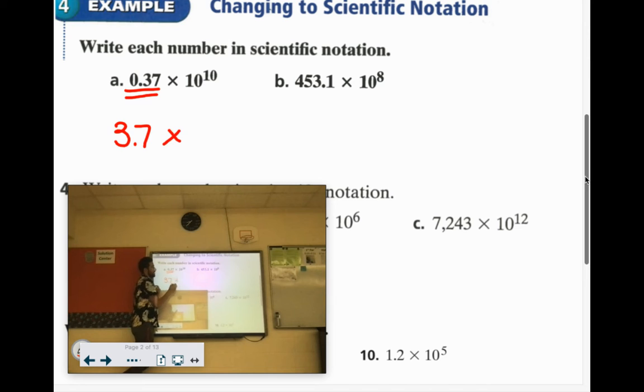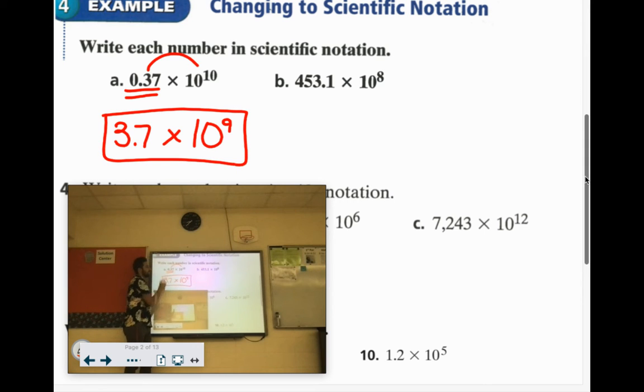Now, the interesting thing about that is the relationship between this and the 10 exponent is if you make one larger, you have to make the other one smaller. So we made 0.37 larger to 3.7. So we have to make the exponent smaller. So it was 10 to the 10th, now it would be 10 to the 9th. That's the easiest way that I can do that problem.